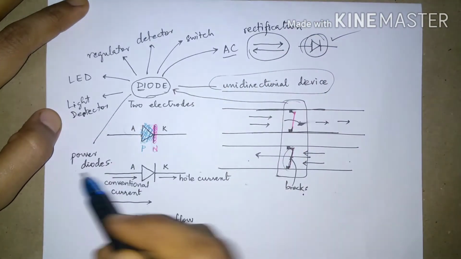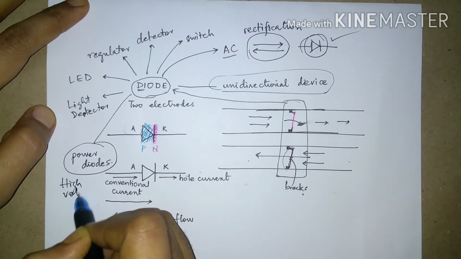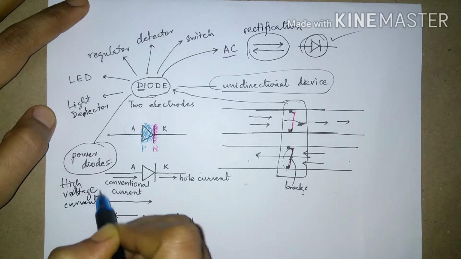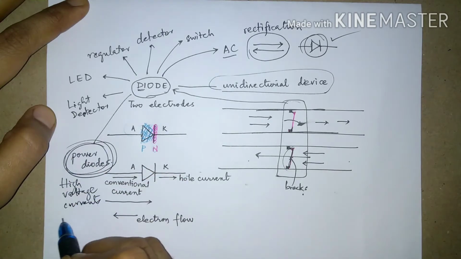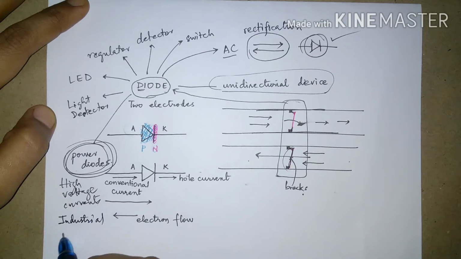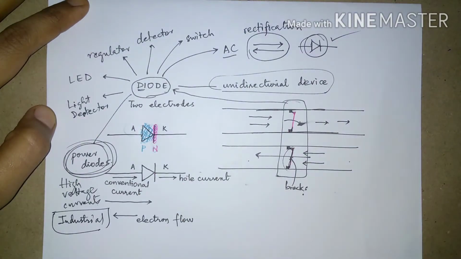If all the applications are going with high voltages and high currents, then those are coming under power diodes, which are also known as industrial diodes, which are mostly used in industrial applications. Okay, this is a rough outline about diodes.